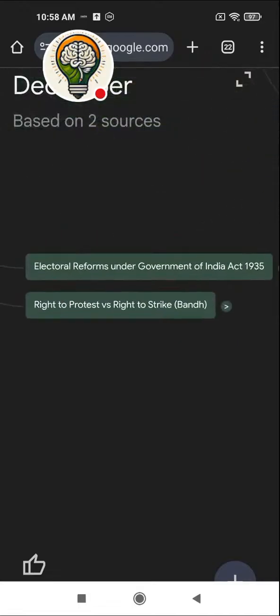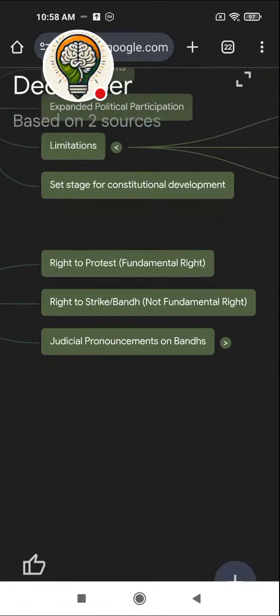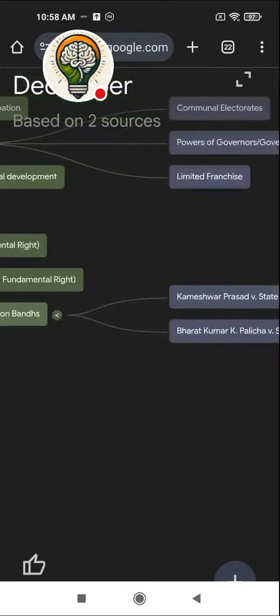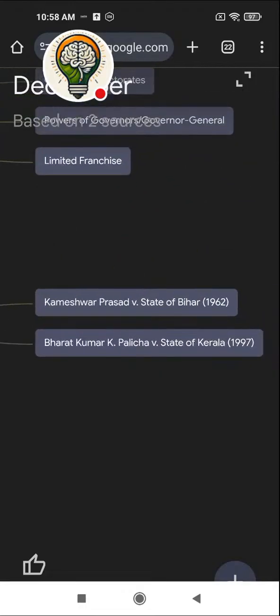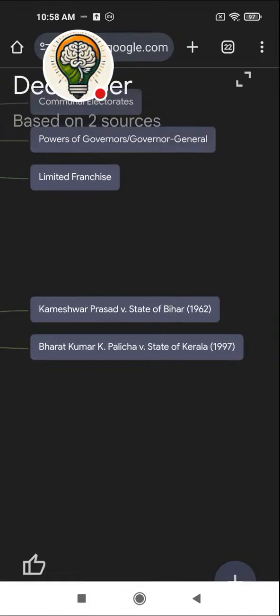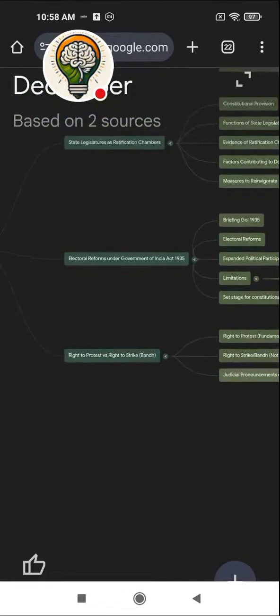Then the right to protest versus the right to strike and bandh. So the right to protest is a fundamental right, the right to strike and bandh is not a fundamental right, and judicial pronouncements on bandh: Kameshwar Prasad versus State of Bihar 1962 and Bharat Kumar versus State of Kerala 1997.